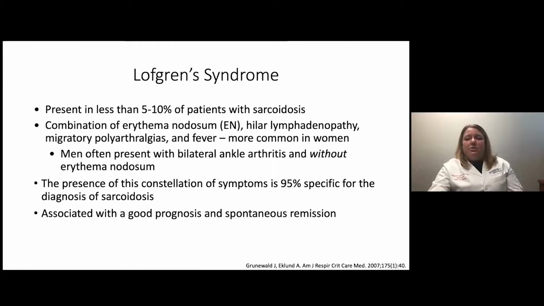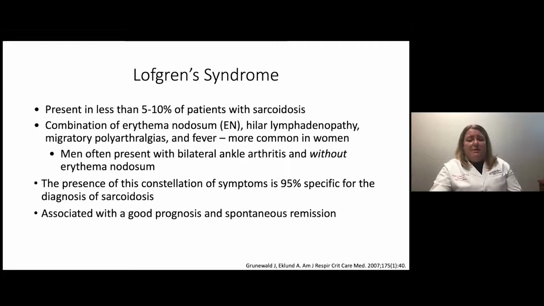A separate syndrome that is associated with sarcoid that doesn't require biopsy for diagnosis is Lofgren's. It's present in less than 5 to 10% of patients with sarcoidosis, but it is the combination of erythema nodosum, hilar lymphadenopathy, and migratory polyarthralgias and fever that's more common in women. Men present differently, and they usually do not have the erythema nodosum, and instead of the migratory polyarthralgias, they'll present with a bilateral ankle arthritis. If you have this constellation of symptoms together, the specificity for a diagnosis of sarcoid is about 95%.